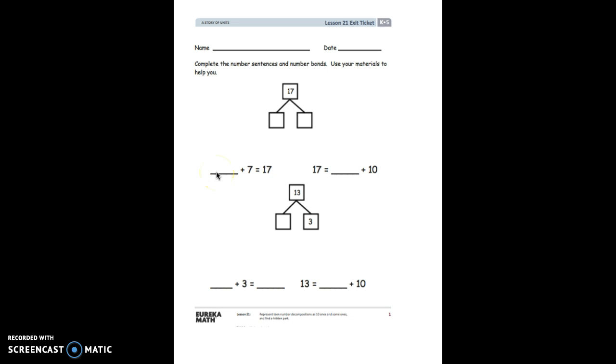Now come down and fill in the number sentence. So what number plus 7 equals 17? Then you're going to do the opposite. 17 equals what number plus 10? Don't forget to use your number bond to help you.